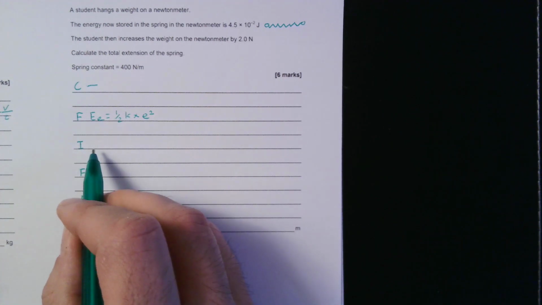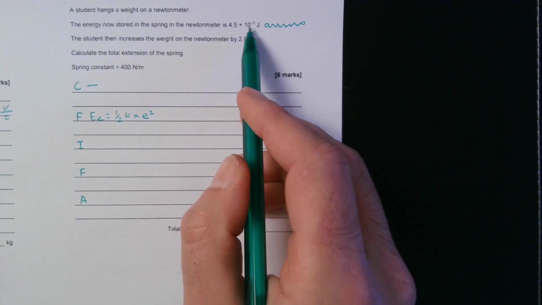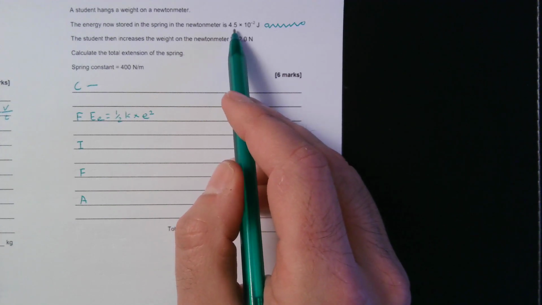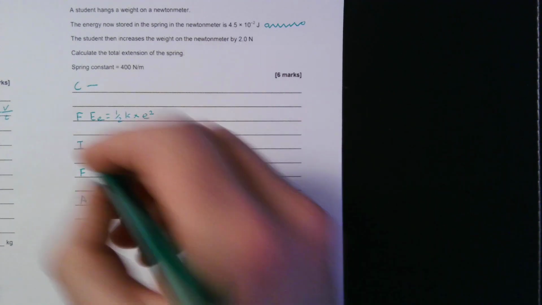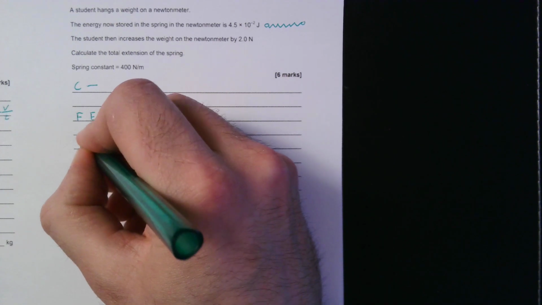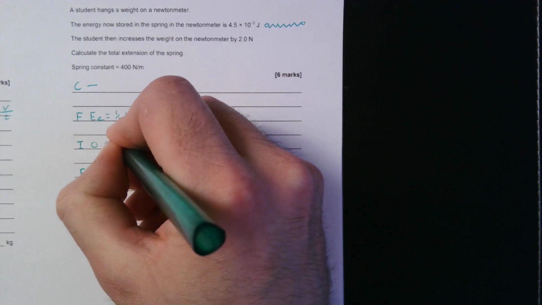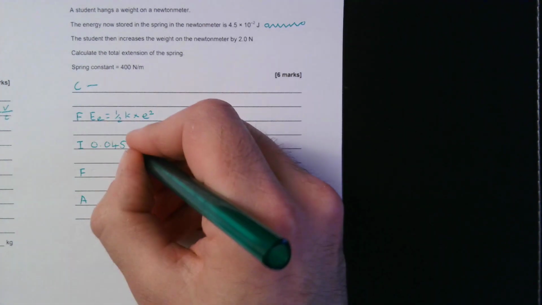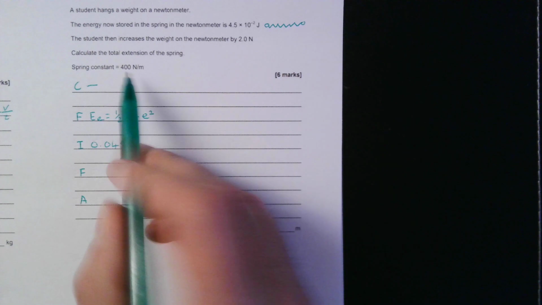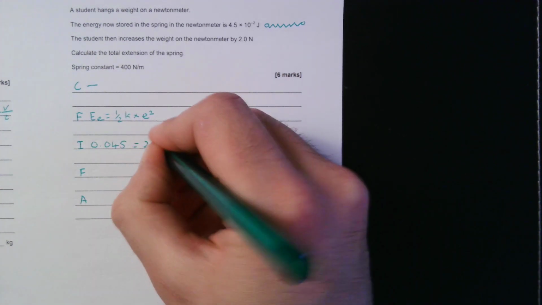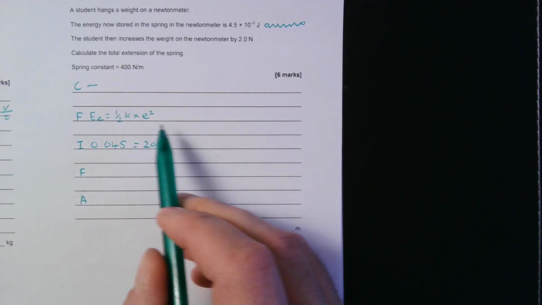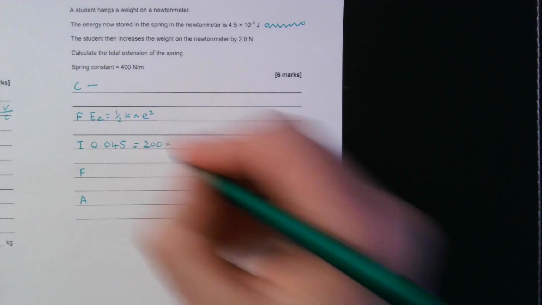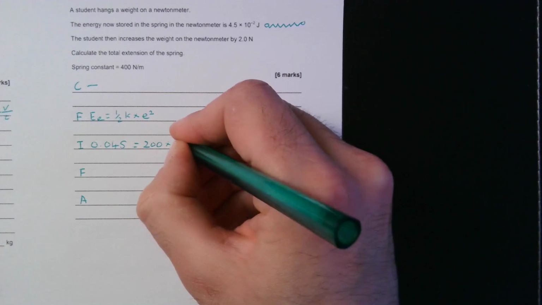Now, let's put our numbers in that we know. Okay, so all I'm going to do is I'm going to put that as a full number. So 0.45, then 0.045. Okay, so we know that it's 0.045, so we don't have to be messing around with standard form. Equals half of the spring constant, which is 200. Okay, and then where are we? We want the extension squared, which is what we're trying to work out.